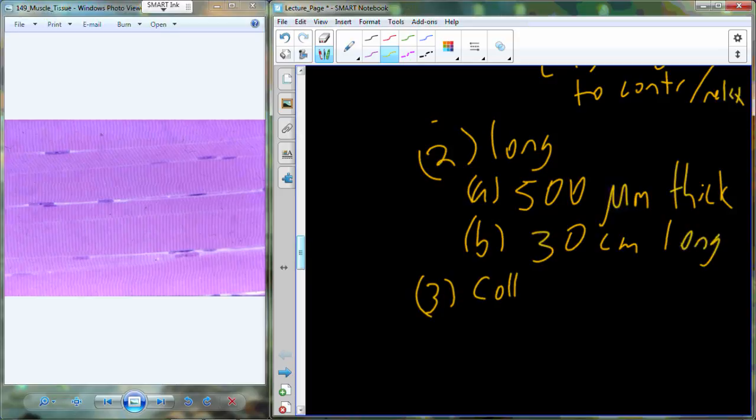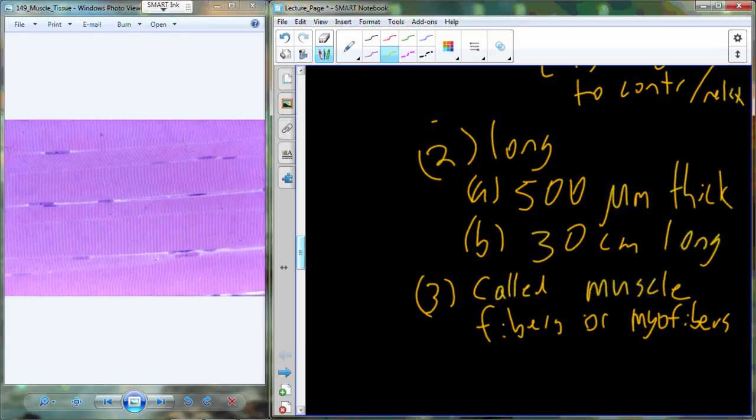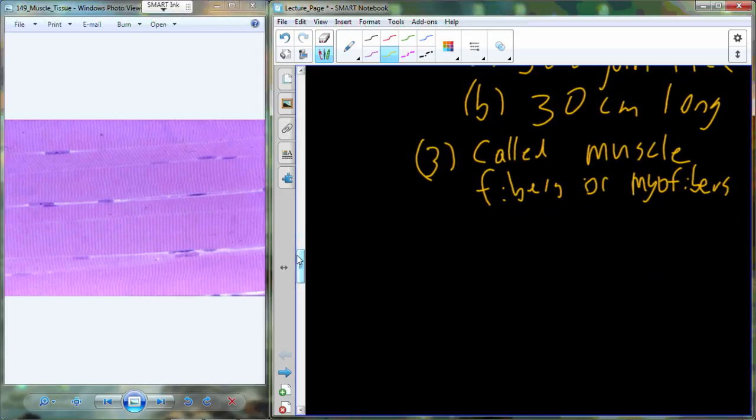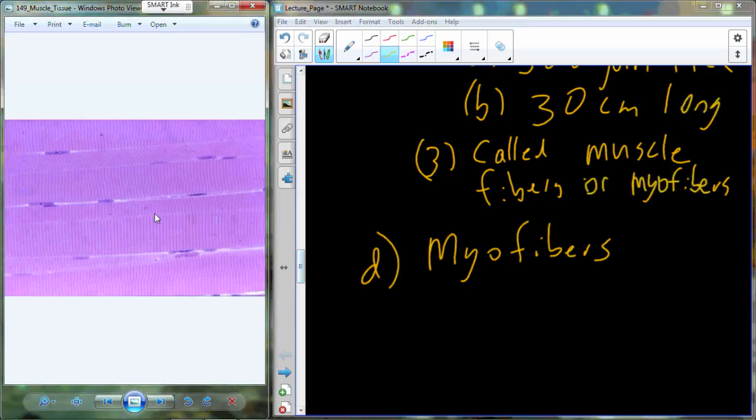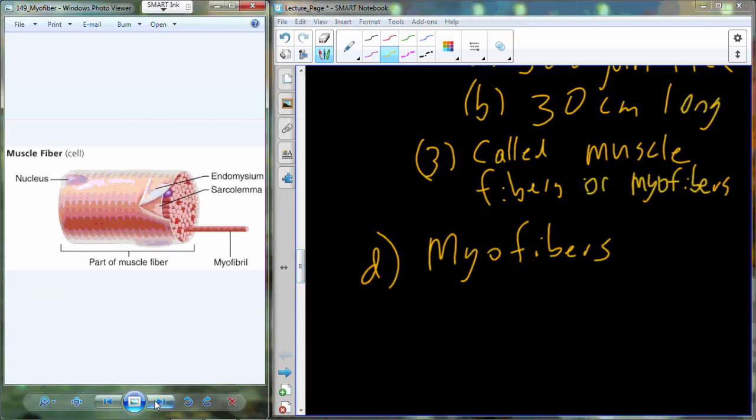Now, individual skeletal muscle cells are frequently called either muscle fibers or myofibers. So muscle cell, muscle fiber, and myofiber are all synonyms. Okay, so myofiber, skeletal muscle cell. This would be an individual myofiber. So let's take a look at an individual myofiber.